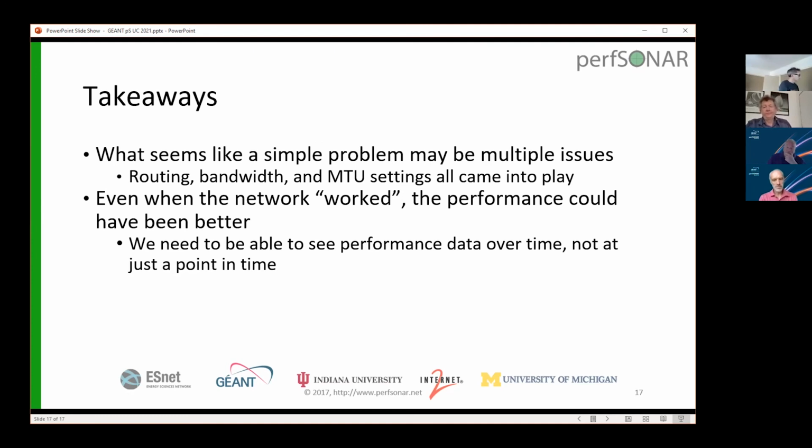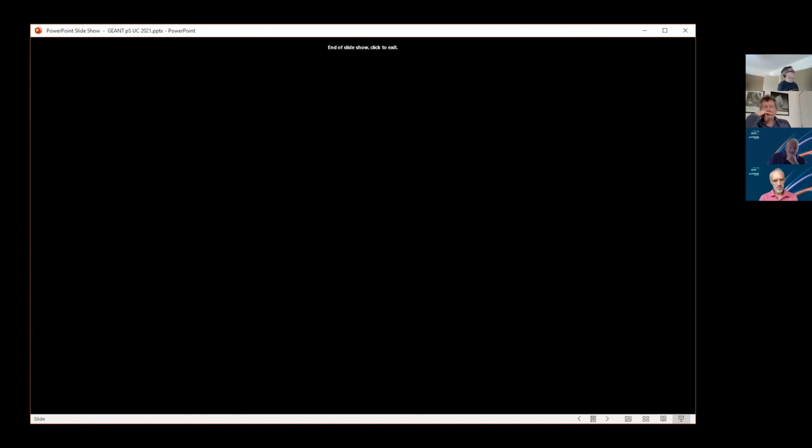So while this was super helpful for troubleshooting in the wild, the value of perfSONAR to gather that data over time is also really valuable in terms of maybe heading some of these kinds of problems off at the pass. So it looks like I am right at time, and I will stop sharing.